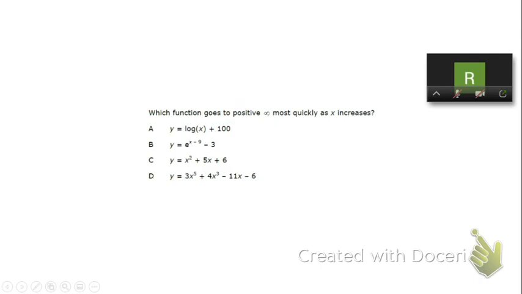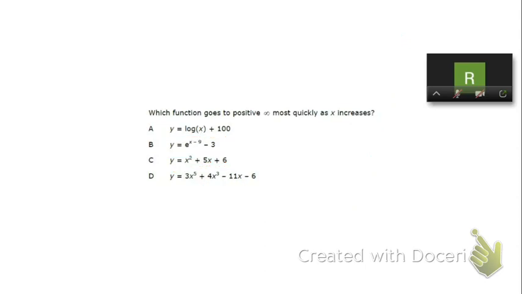So next, which function goes to positive infinity most quickly as x increases? This one, you're going to graph each one of these and see which one has the steeper slope. The one that has the steepest slope, that's your answer.